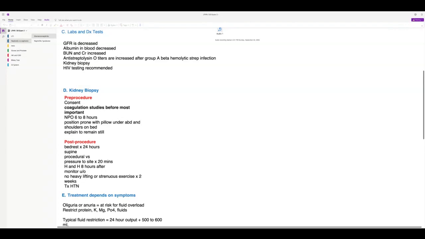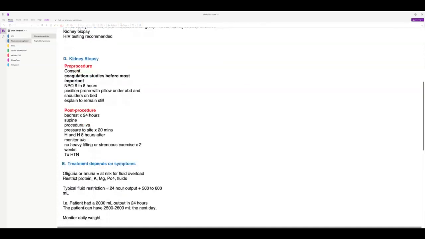Yes, it makes them more permeable. Gotcha. So the protein and the red blood cells are leaking out and they go into the urine, and they're not filtering like they should? Yes, that's true.